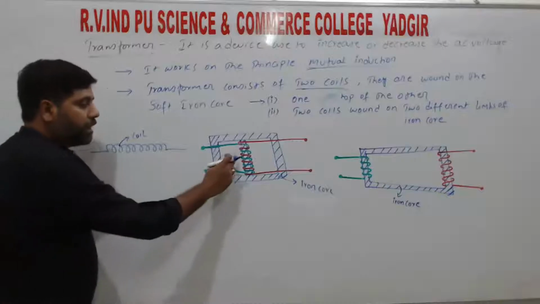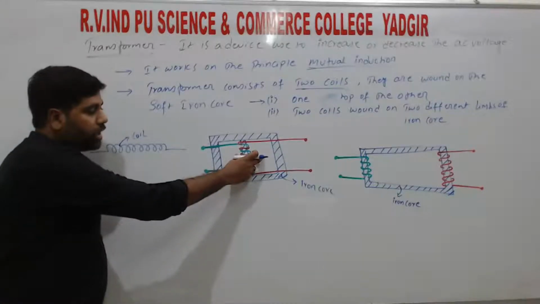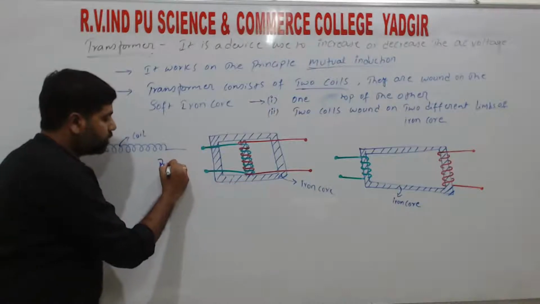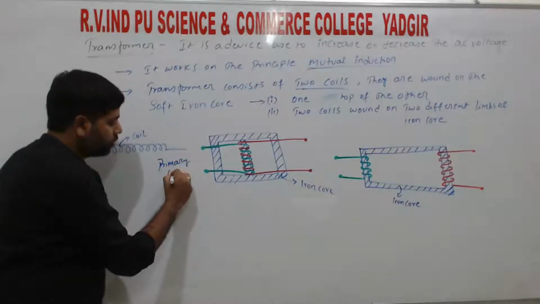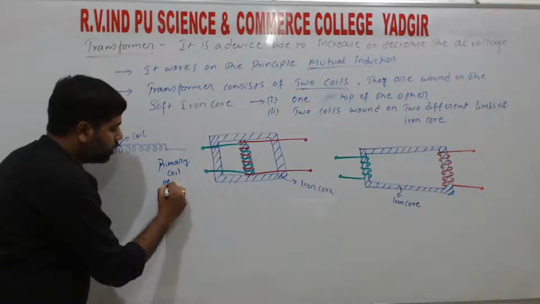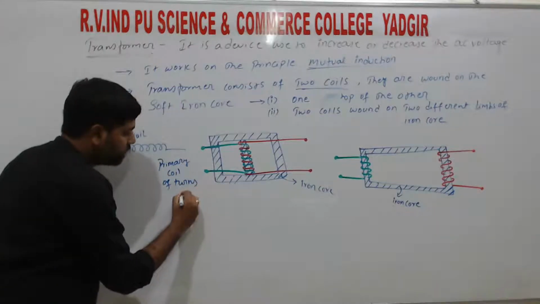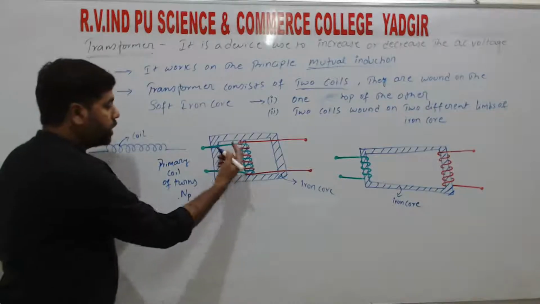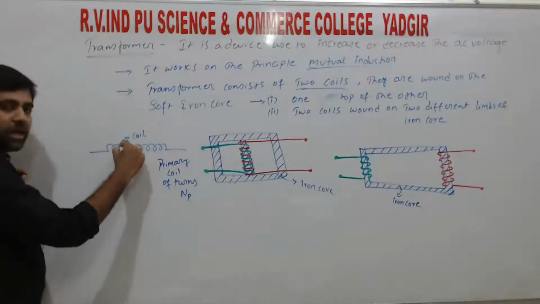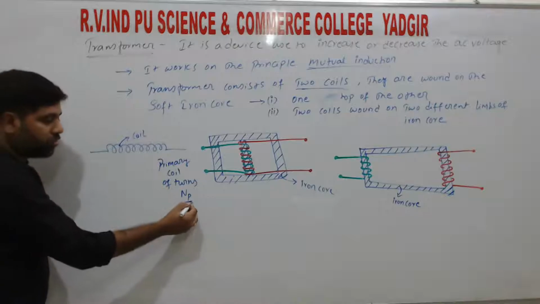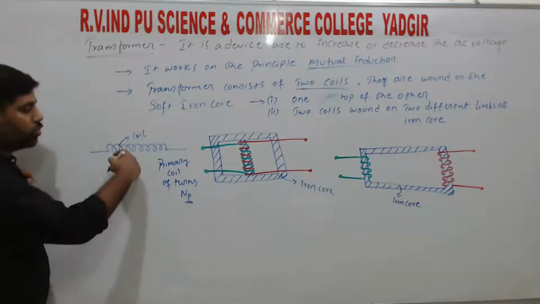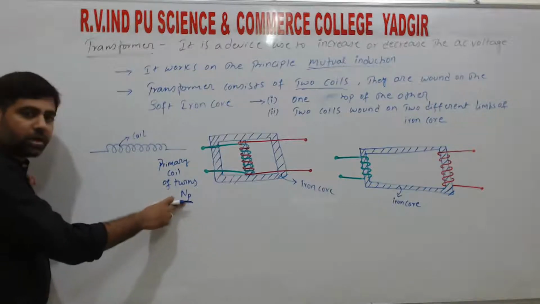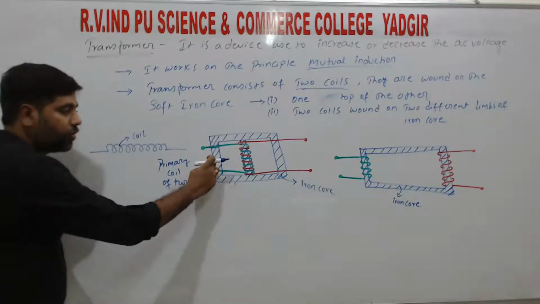So here we have the two coils. Of these two coils, we can say one coil is the primary coil, of turns NP. So what does NP represent? Number of turns. Counting how many turns we have wound the coil in, what do we call that? Number of turns. So we have two coils.